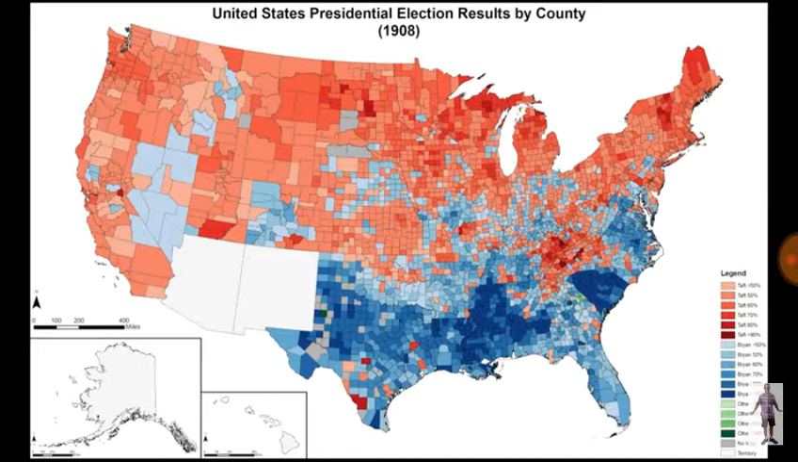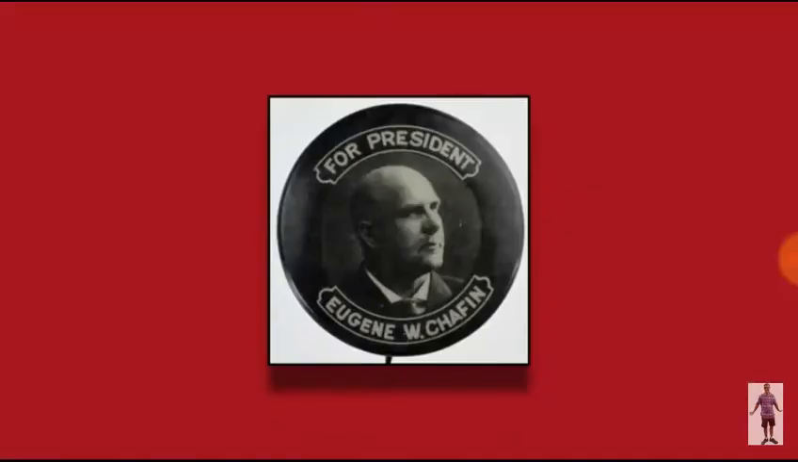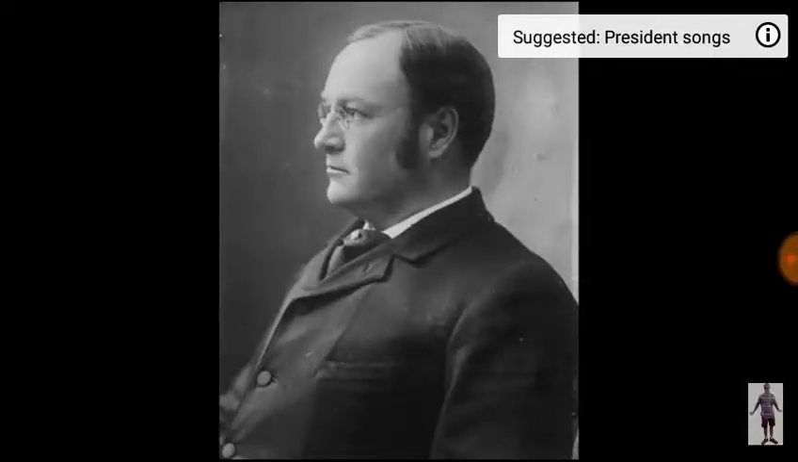But Bryan did well in the South again, and better in new random regions all over the country. Bryan's support was more diverse than ever, yet still too short. Eugene Debs came in third again with 2.8% of the popular vote. Eugene Chafin finished fourth with 1.7% of the popular vote. James Sherman became the 27th vice president in American history.